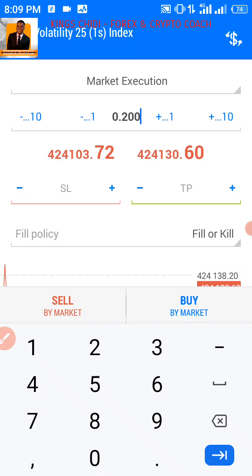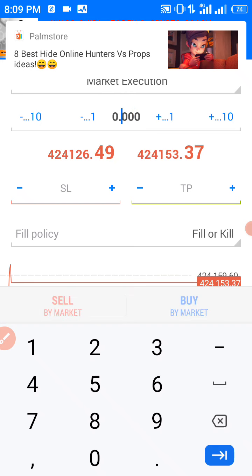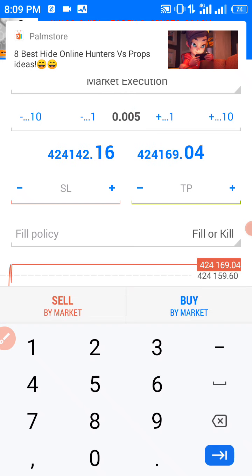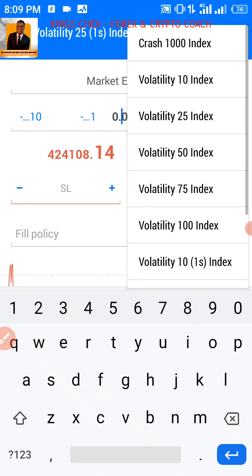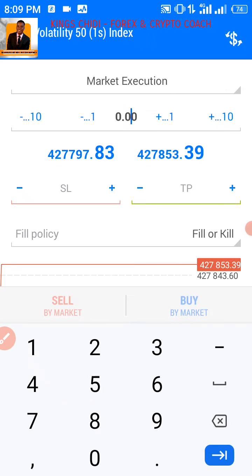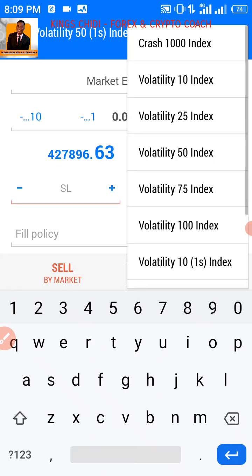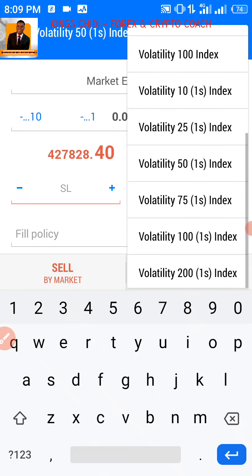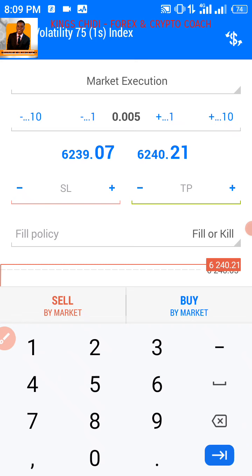So here it's giving us 0.2. If you try this, your account will be wiped out, even if it will open. But the lowest lot size is 0.005. So you can see that. The next one we have volatility 51s is the same, 0.005. The next one is volatility 75 1s, the same 0.005.